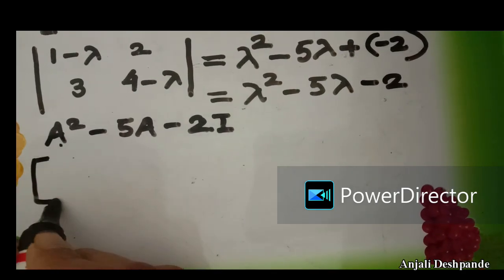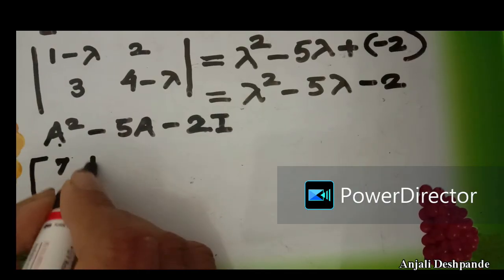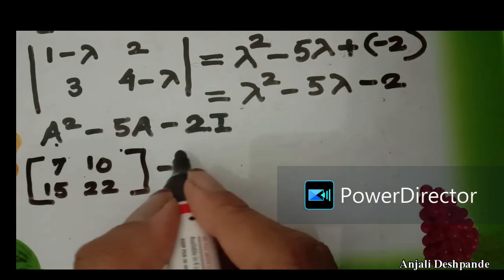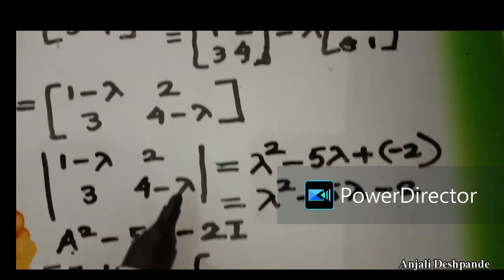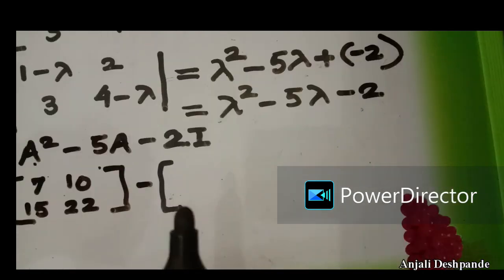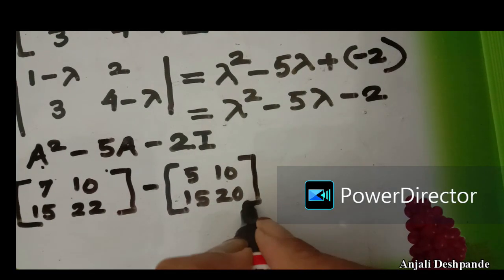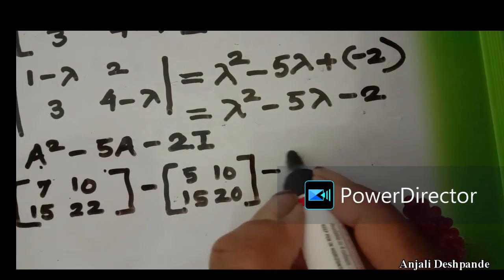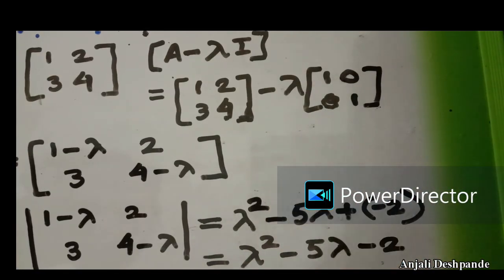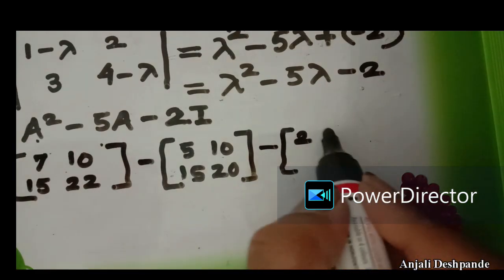So here A square, so A into A, we are going to do matrix multiplication. You are advised to do this multiplication on your own. 7, 10, 15, 22. Now minus 5 times A, so you are going to multiply all these values with 5. So you're going to have 5, 10, 15 and 20. So now we are going to write A square minus 5A minus 2 times I. This I is the identity matrix 1, 0, 0, 1. So I'll write this as 2, 0, 0, 2.